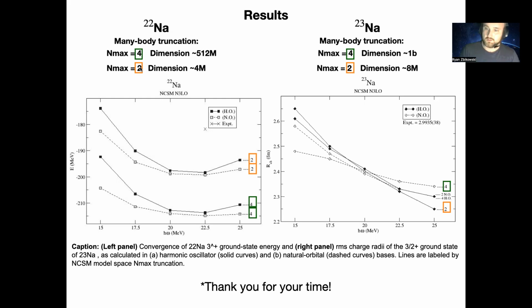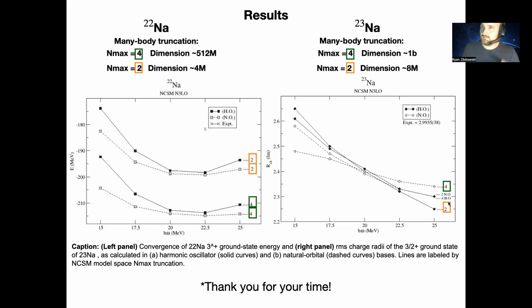For both Nmax 2 and Nmax 4 truncations, we find that using a natural orbital single particle basis does seem to lower the energies seen in the plot, though the majority of the impact seems to be when the frequency of the underlying basis is far away from the variational minima shown at 22.5 MeV. The right panel shows a more profound effect of natural orbitals on the RMS charge radius of the ground state of sodium 23 as calculated in, again, two different size truncations.